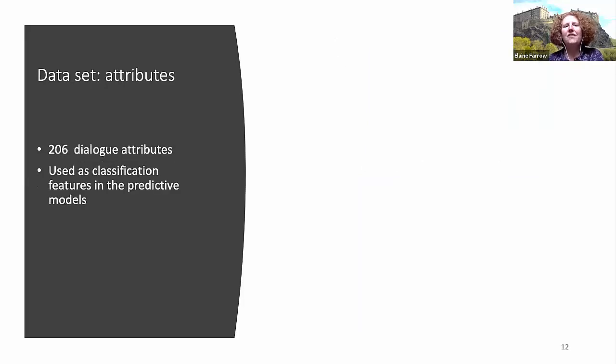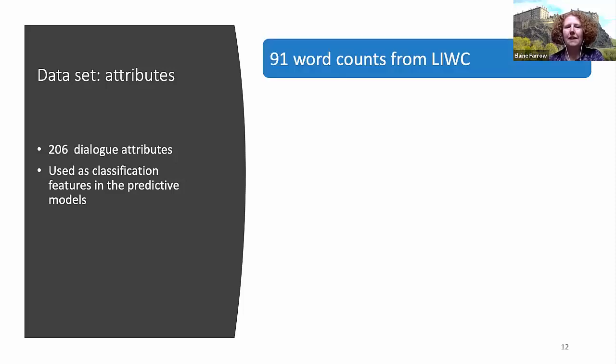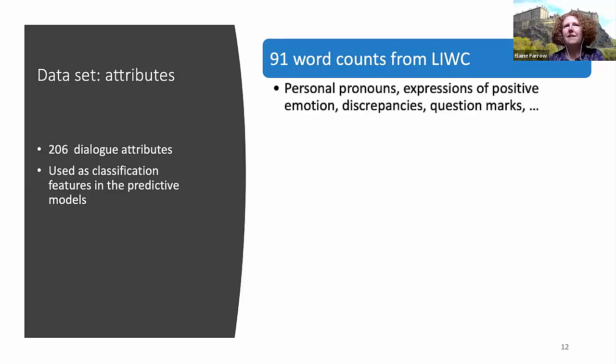So the attributes that we're looking at to see which ones are predictive, there are 206 of these that we're using, and they're used as the classification features in the predictive models. So we have 91 word counts from the LIWC tool, which are things like personal pronouns, expressions of positive emotion, discrepancies, number of question marks, and so on.